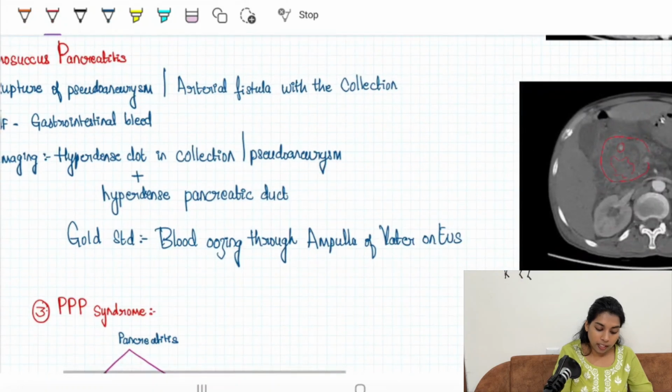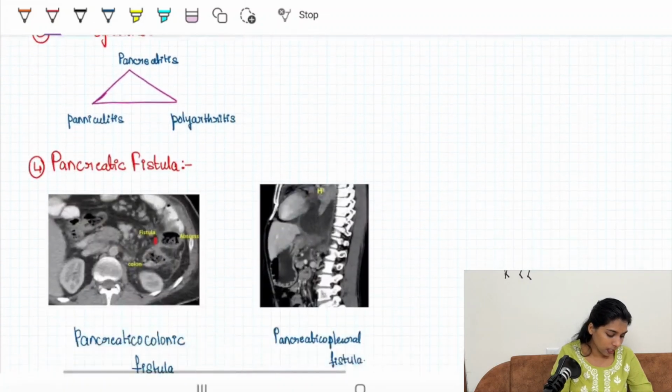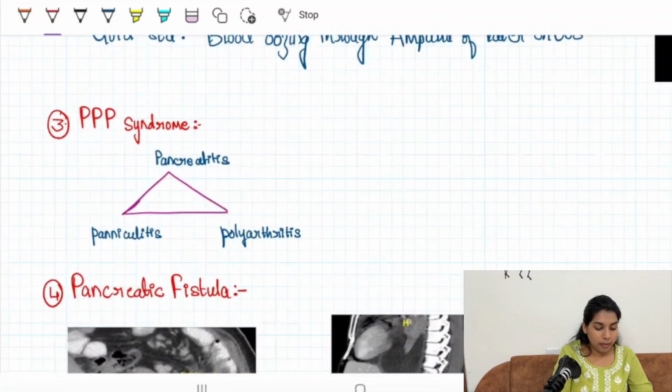So you might be thinking this is just a tiny aneurysm which is sitting in a pseudocyst. Not necessarily. Whenever you're seeing an aneurysm within a pseudocyst, look for the clots within the pseudocyst. If you're seeing clots with an aneurysm along with clots in the pancreatic duct, always raise a possibility of hemosuccus pancreatitis. The third one, there is something called as PPP syndrome.